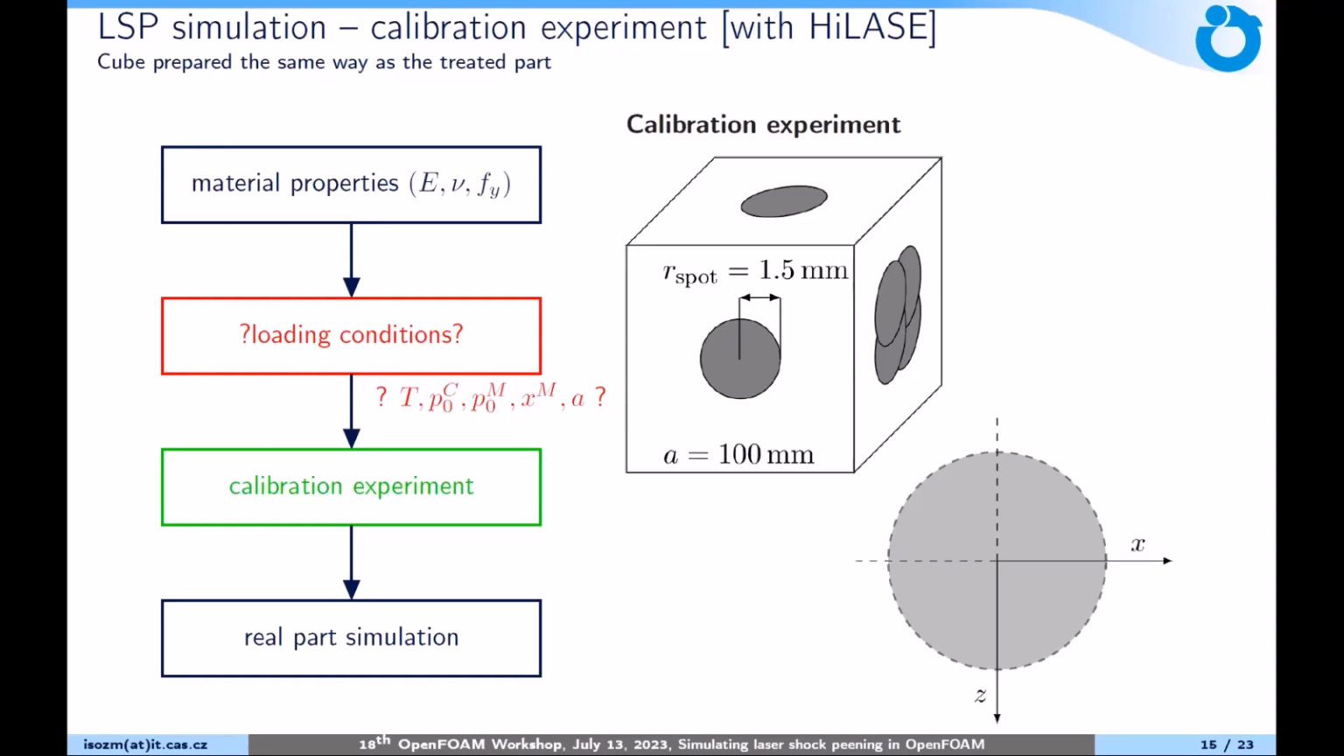So it's a cube 10 by 10 centimeters, and we have a 1.5 millimeter radius spot in the middle. And they are able to measure residual stresses in there using some diffraction methods also. We use these single spots to calibrate our model. And then we have small patterns of different sizes, and we use these small patterns to validate the model.